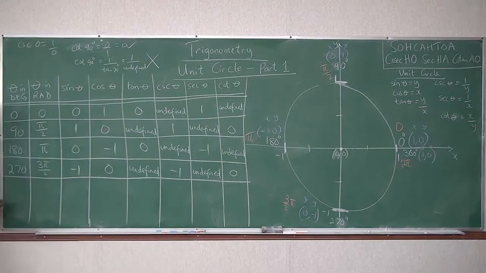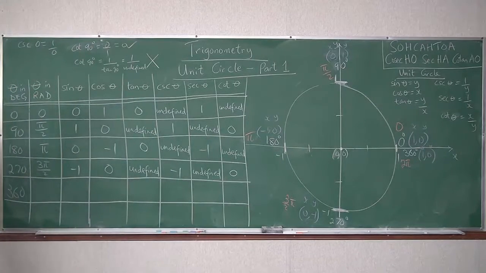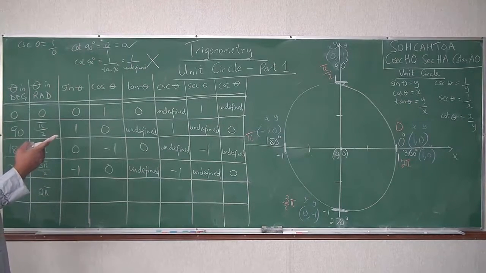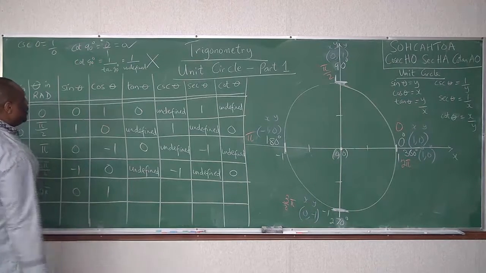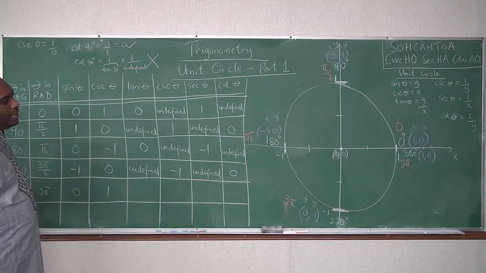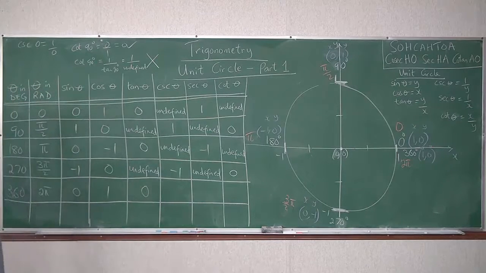The last quadrantal angle we have here is 360. 360 is 2 pi radians. Sine 360 is y, which is 0. Of course, 360 will have the same values as 0 anyway. Tan 360 is y over x, which is 0. Cosec 360 is 1 over y, which is undefined.